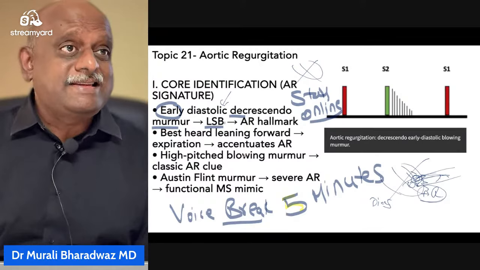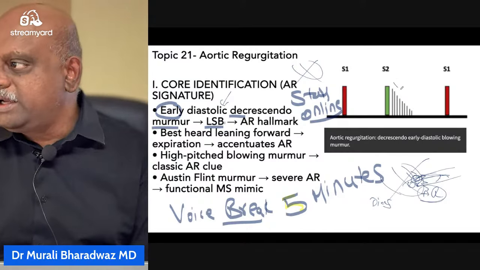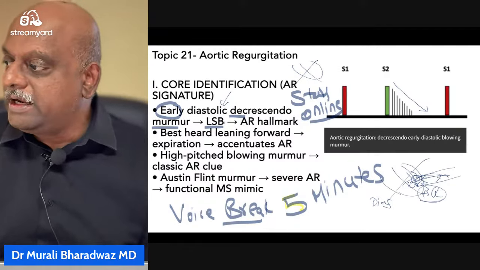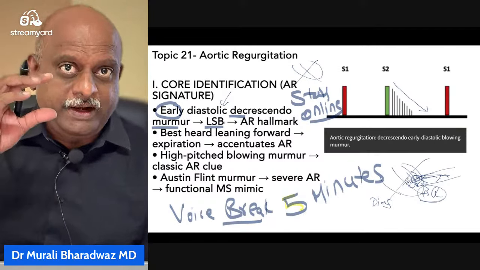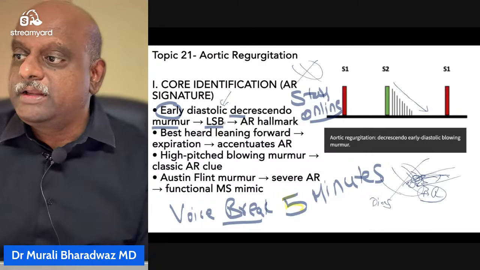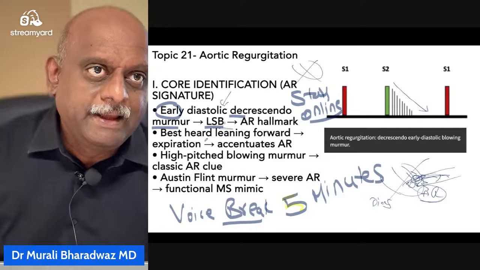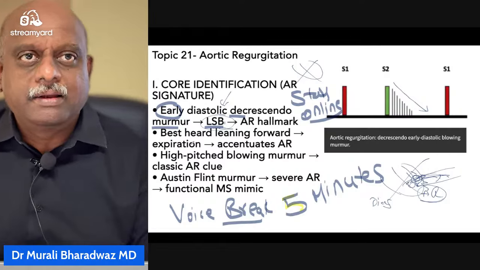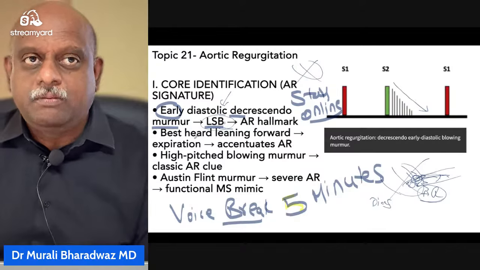And it is a decrescendo. That means it is decreasing in intensity. That means the regurgitation initially is exuberant, slowly it diminishes. That's the reason it's a decrescendo murmur. And where is it heard? Lower sternal, left sternal border.